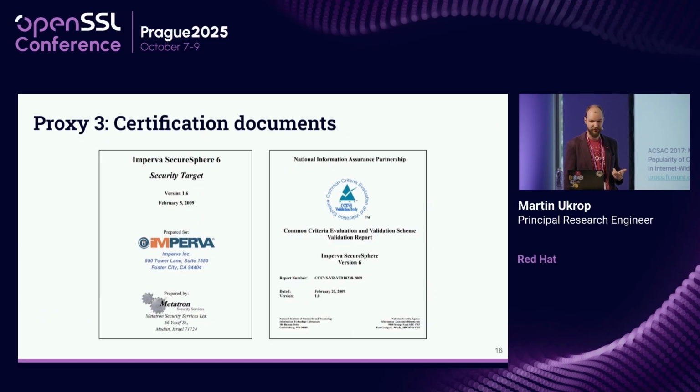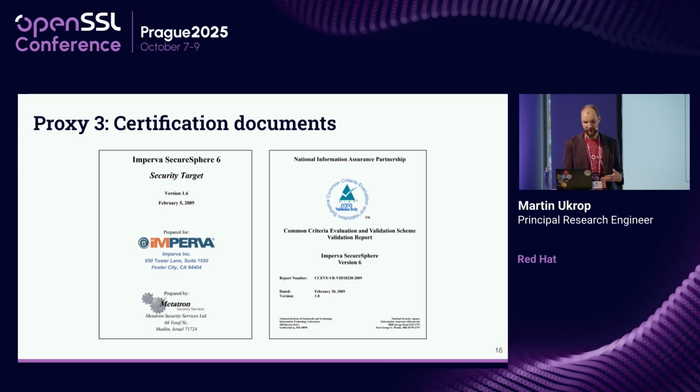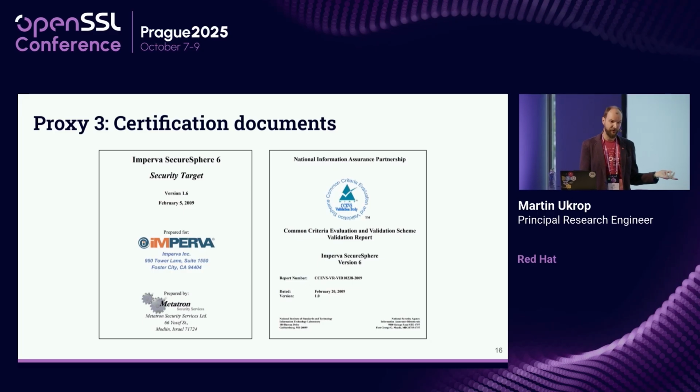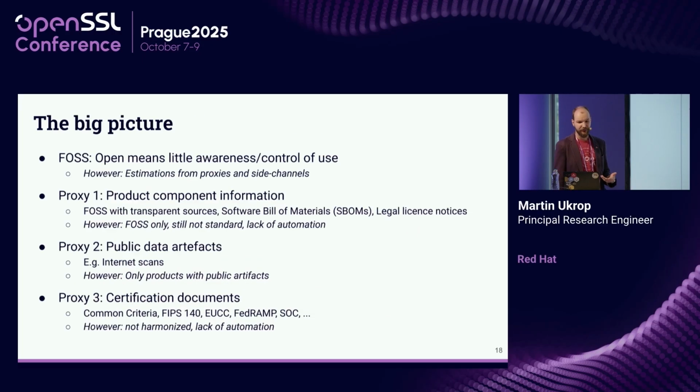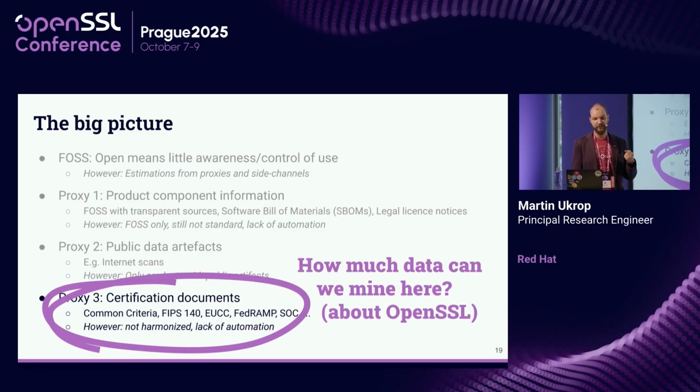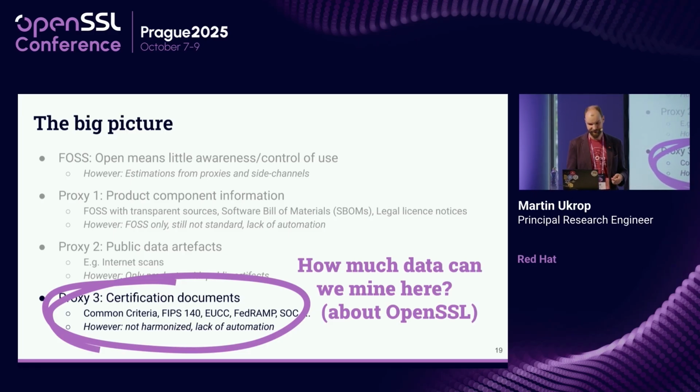The third proxy that we can use is certification documents, which is how I'm coming back to what we are going to be talking about, because in public certification documents about proprietary and internal products, you find things like, oh, it uses OpenSSL, usually even with a particular version, with more details on how OpenSSL is used. So in the big picture, trying to get awareness, or maybe even a little bit of control of where your software is used, of the three proxies, we are going to be focusing on what you can mine from public certification documents. And we'll be talking about OpenSSL because we had to choose a use case, and this is a fitting one for the conference.